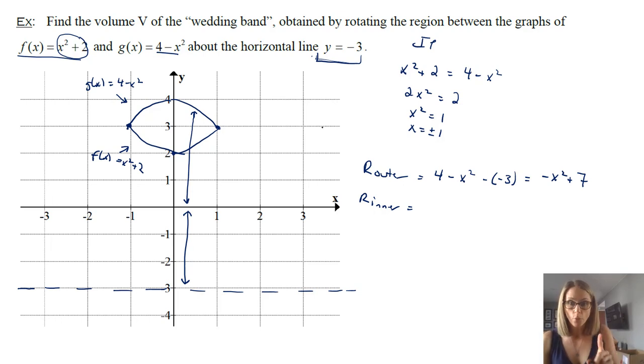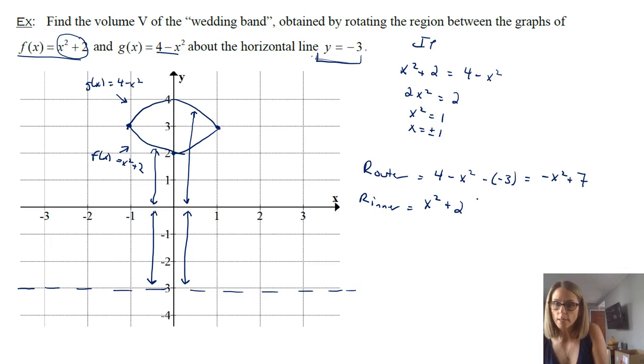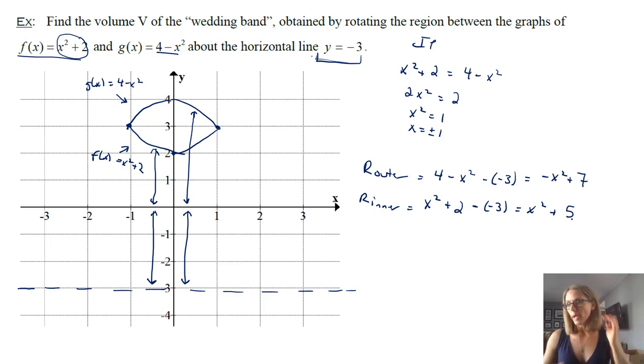Same thing, however, for the inner function. We have x squared plus 2, that's this distance always here, but then again we're extending that radius. So our inner radius will be this minus a -3, or x squared plus 5. So now we have our outer and our inner, and now it's exactly what you would think.